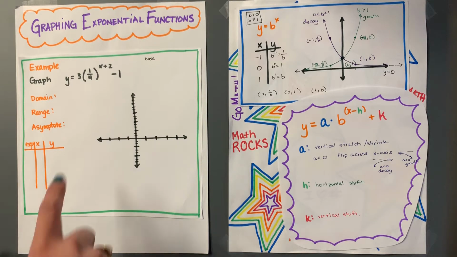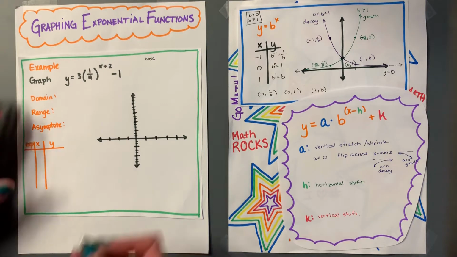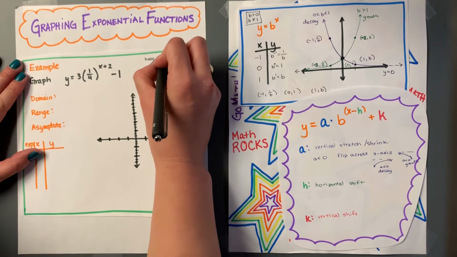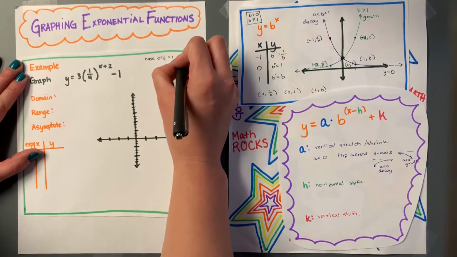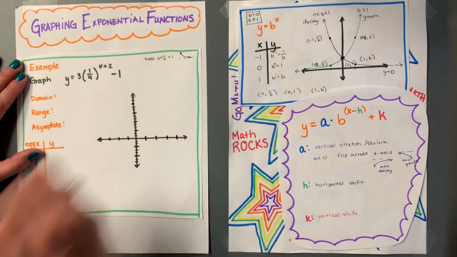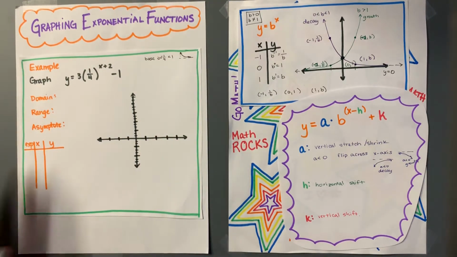In this problem, we are looking at graphing y is equal to 3 times 1/4 raised to the x plus 2, minus 1. Just like in our last problem, we are going to start by identifying the base. So in this case, our base is 1/4, which is bigger than 0 and smaller than 1. So this is going to be a decay function. So that means I'm expecting it to look something like that.